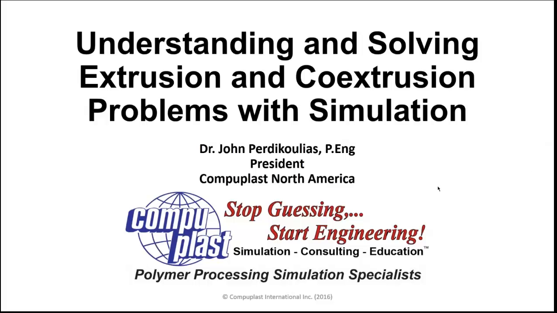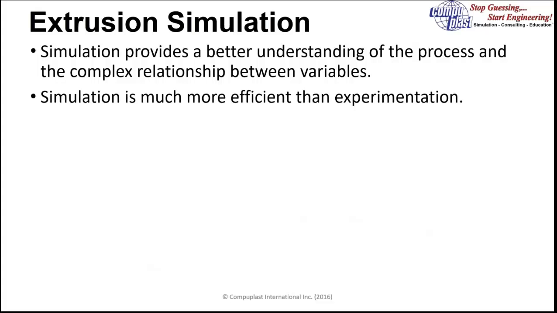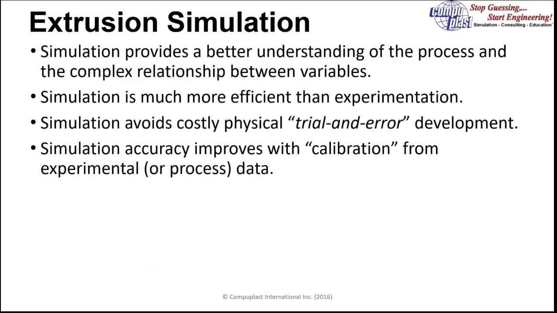So today I'd like to give people an overview of how simulation is applied towards first understanding the reason for some extrusion and co-extrusion problems, and then providing a more direct solution. Simulation provides us with a better understanding of the process and the complex relationship between the variables. Simulation is much more efficient than experimentation, and avoids the costly physical trial and error development that some people often use. With simulation, we can also improve our accuracy with calibration from experimental data.